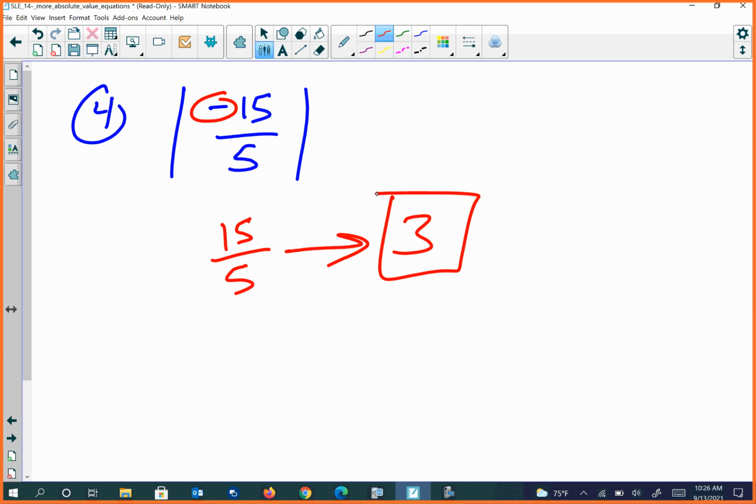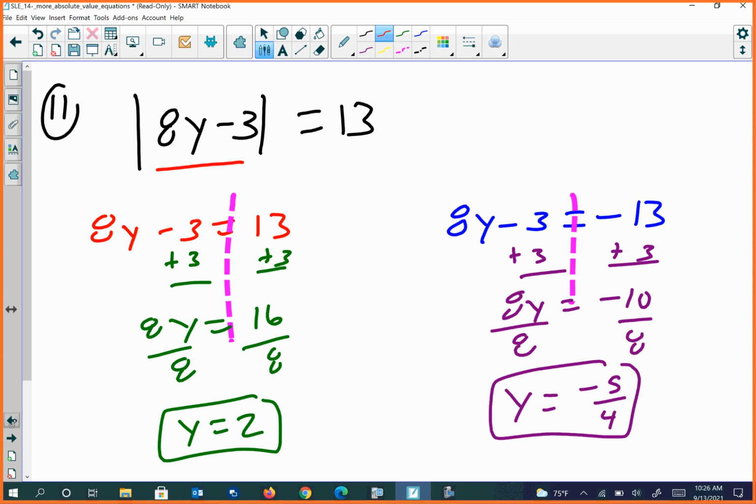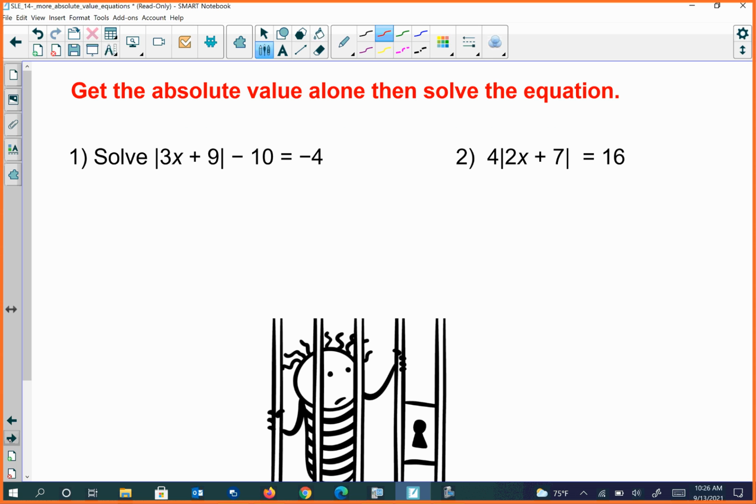Good to go? Happy? All right, let's go to, I think it's page 45. Looks like we have two things to work out. Get the absolute value alone, then solve the equation. Sounds like what we've been talking about.